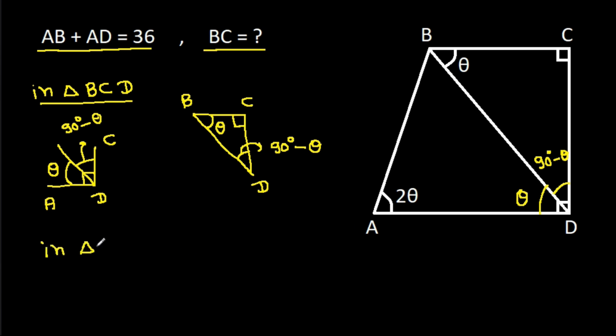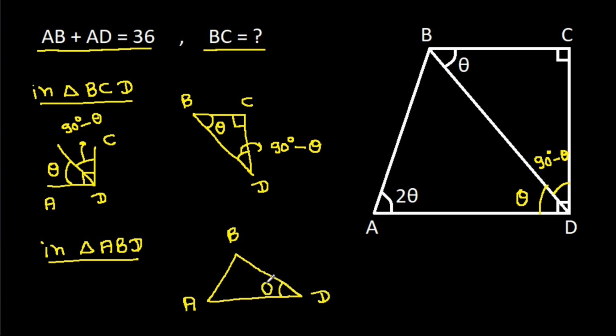And in triangle ABD, this angle is theta, this angle is 2 theta, so this angle will be 180 degrees minus 3 theta.